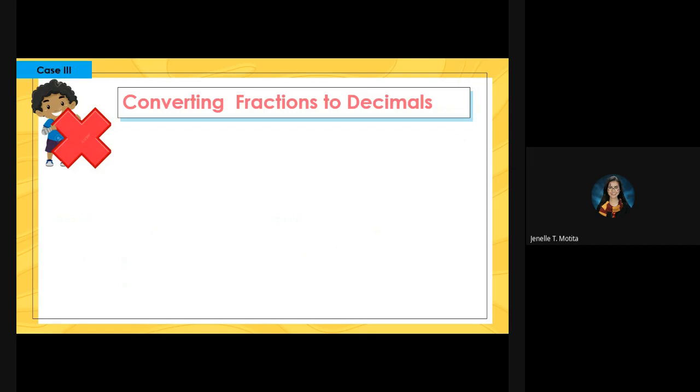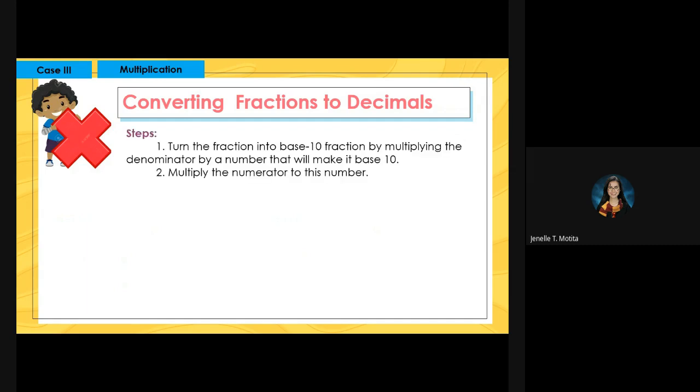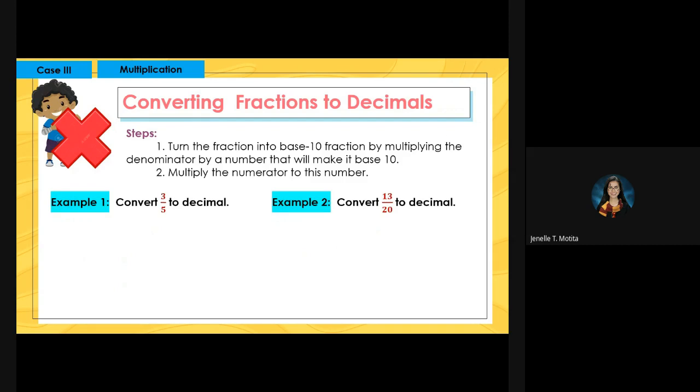Next, let's have this third one, for those who are very into multiplication, multiplying two numbers. So converting fractions to decimals using multiplication. Here are the steps. Still the same example. Convert 3 over 5 to decimal. First, turn the fraction into a base 10 fraction by multiplying the denominator by a number that will make it base 10.